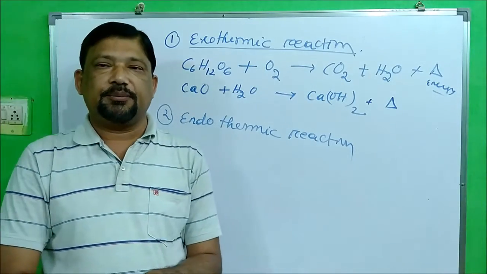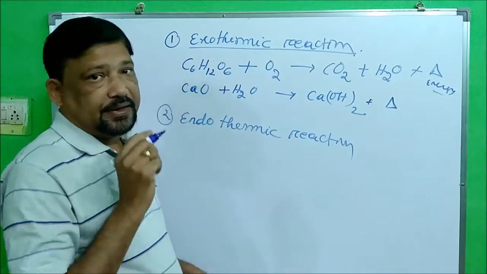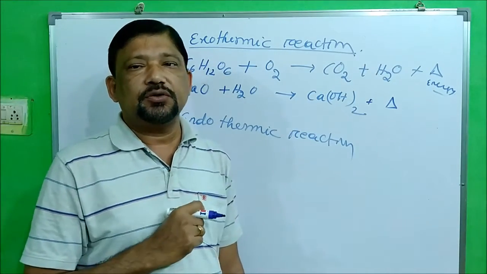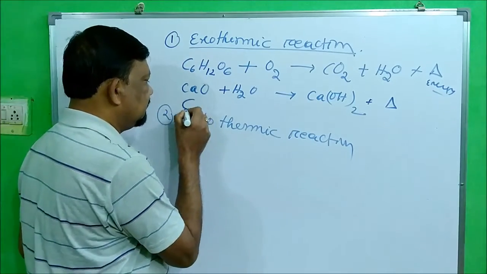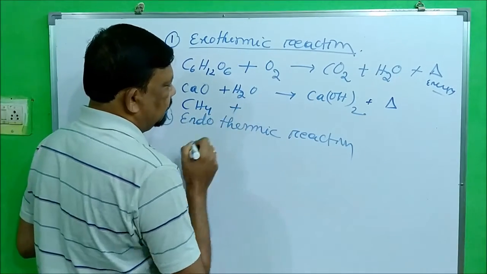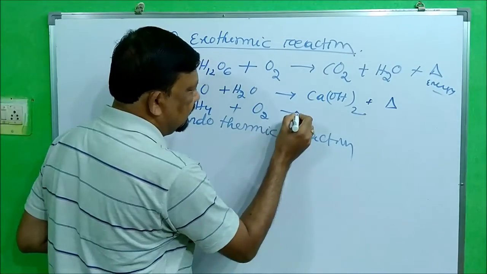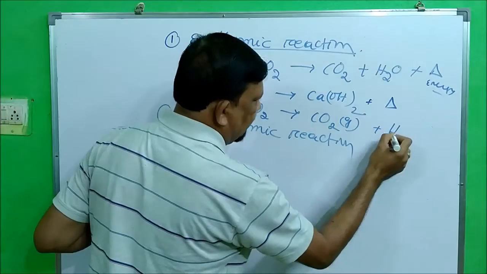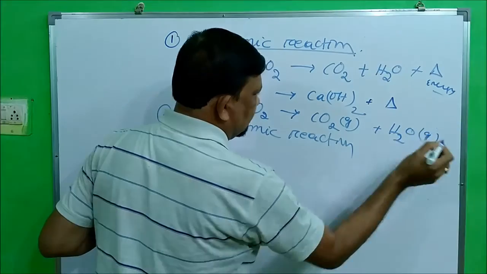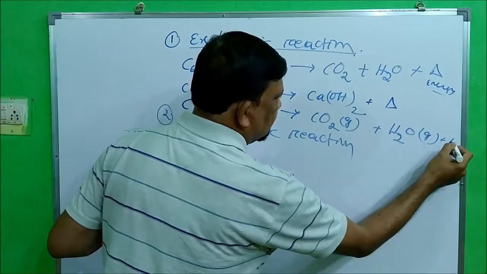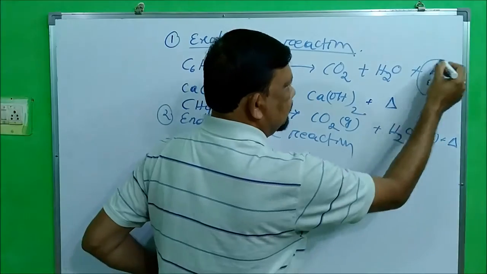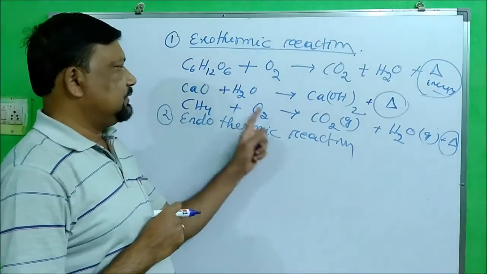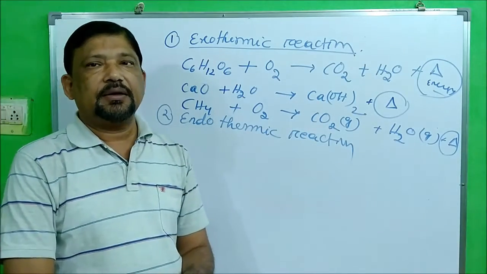You can take one more example here. The natural gas which is used in your house to cook your food, that is nothing but CH4. When it burns in presence of oxygen, it gives you carbon dioxide in gaseous form and water in gaseous form plus energy. So this energy which is released during these reactions shows that they are of exothermic type.